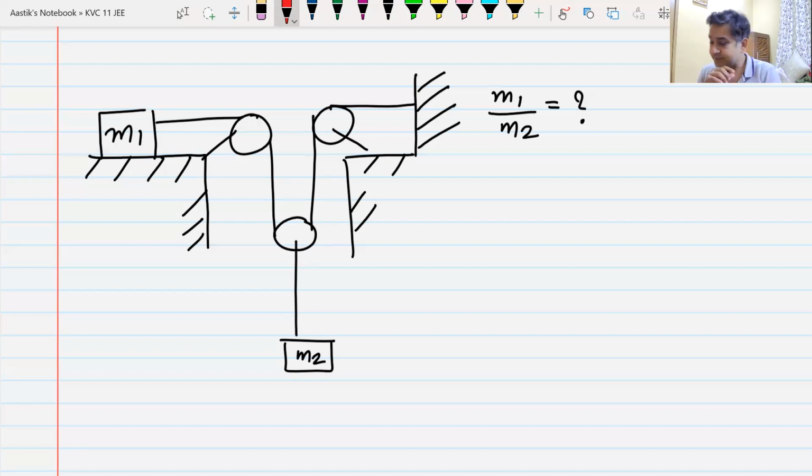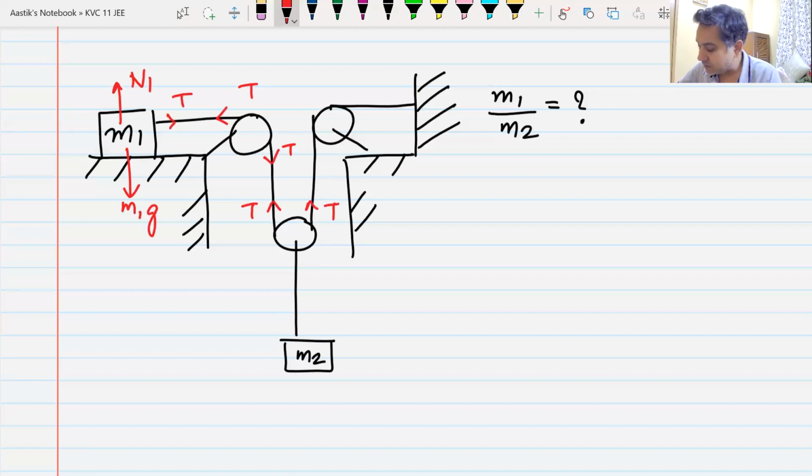The first step is to draw a free body diagram. Draw a sketch. Sketch is there. Isolate the bodies. Bodies isolated. Draw a free body diagram. So M1g, normal reaction N1. Let me call the tension in this string T. So this will be T, this will be T, and this will be T and T. Do we understand this? Yes or no?